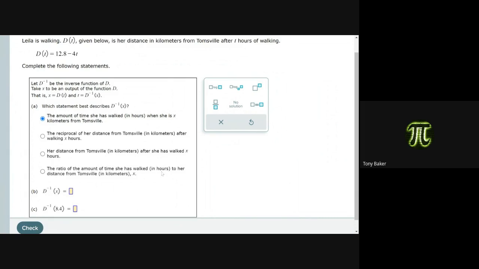Remember, the concept of inverses is switching the X and the Y, switching the domain and the range. So now instead of knowing the hours and figuring out the distance, we know the distance and we're figuring out the time, which is the exact opposite.